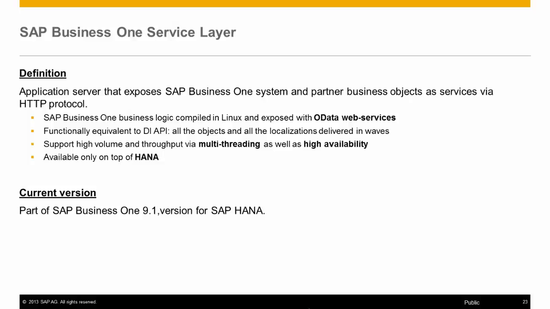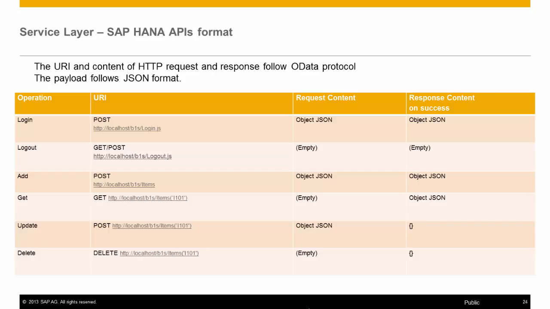While the service layer is specific to HANA, the SAP Business One Studio SDK and SAP Business One Integration Framework work with both SAP HANA as well as Microsoft SQL Server. The service layer uses HTTP requests and responses back to SAP Business One following the OData protocol, which, both HTTP and OData, are industry standard protocols. You will also note that the payload of the response and request are in JSON, or JavaScript Object Notation, which is a lightweight data interchange format. It is easy for humans to read and write, and it is easy for machines to parse and generate.